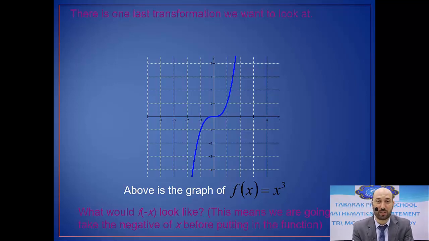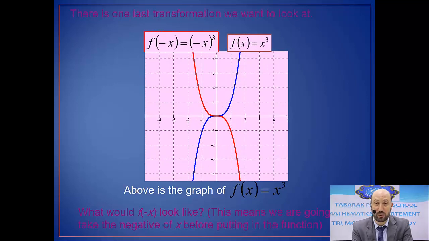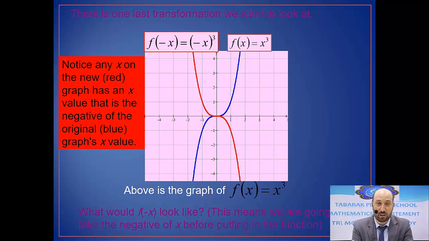But the negative here is inside the function, so we are going to make a reflection on the y-axis, like what we have here for the red parabola. For f of negative x equals negative x to the power 3, f of x equals x cubed for the blue graph, and f of negative x for the red graph. Any x on the new red graph has an x value that is the negative of the original blue graph's x value.